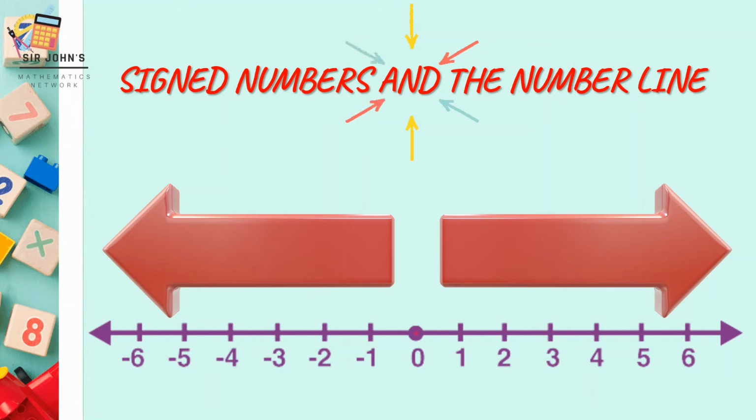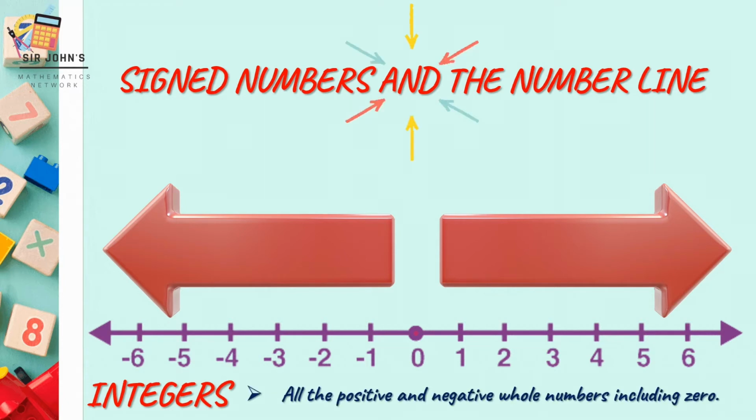Signed numbers can be shown on a number line. So, ito yung number line na yun. As you move to the right on the number line, the numbers get bigger. And as you move to the left, the numbers get smaller. Yung mga numbers naman na nasa ilalim nitong number line are called the integers. And integers are all the positive and negative whole numbers, including 0.